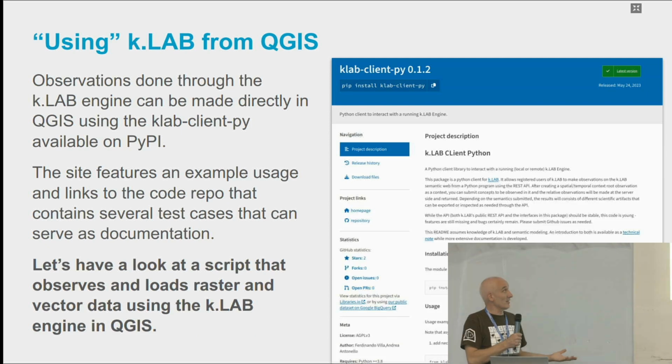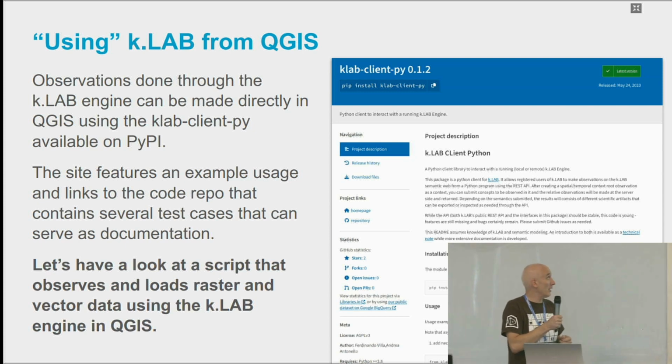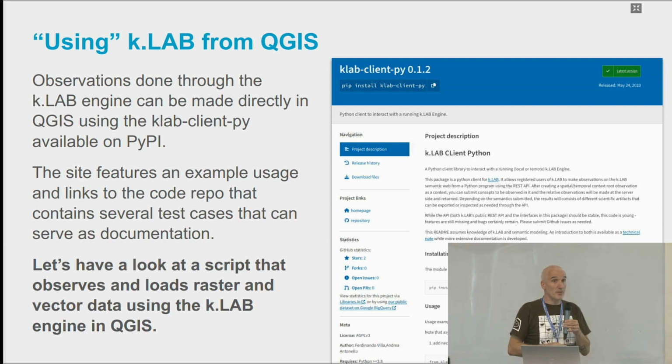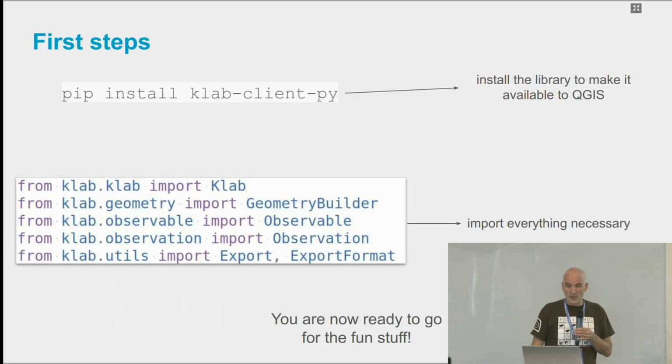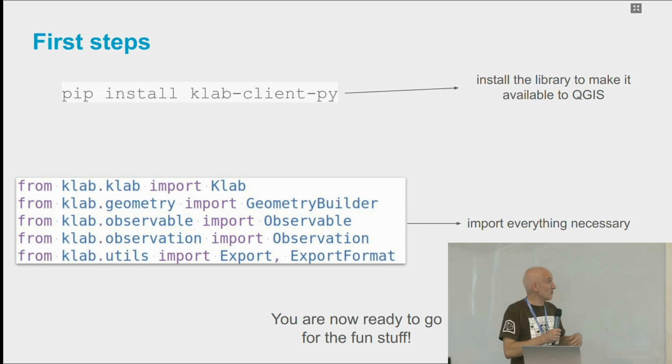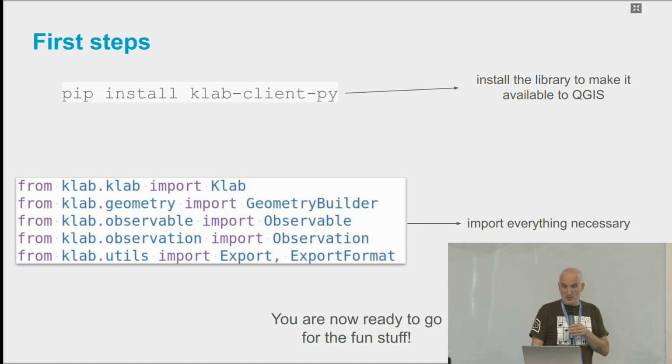So it's extremely powerful. And what we did recently, since for a project we had to interact in a more GIS way, we made a client in Python, which is available on PyPI. This client is for now a small library, and we created an example in QGIS that seems to be the best option, where you can just put something into the scripting editor of QGIS. Just to give you a couple of steps, you install it with just pip, and then you have a couple of k.LAB imports to do, and then you're ready for the fun stuff.